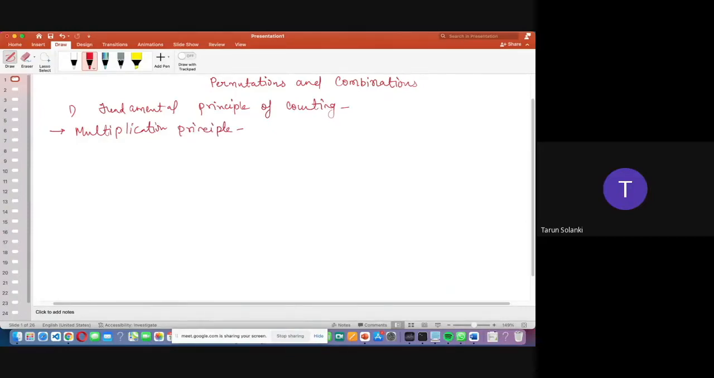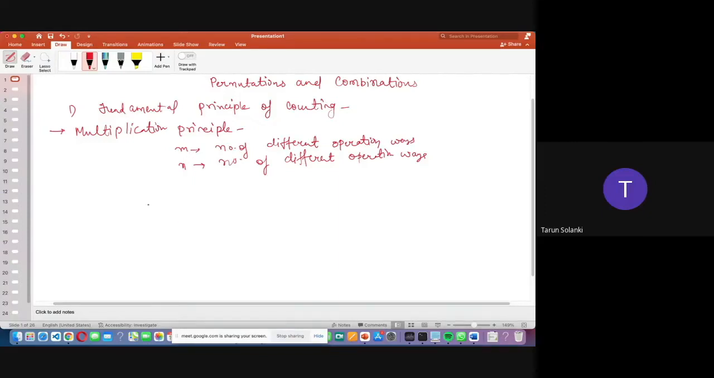Suppose an operation can be performed in m different ways, following which a second operation can be performed in n different ways. Then the two operations in succession can be performed in m into n ways. This can be extended to any finite number of operations. That means m is the number of different operation ways, and n is also the number of different operation ways.